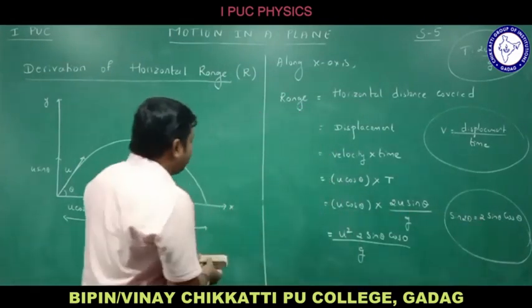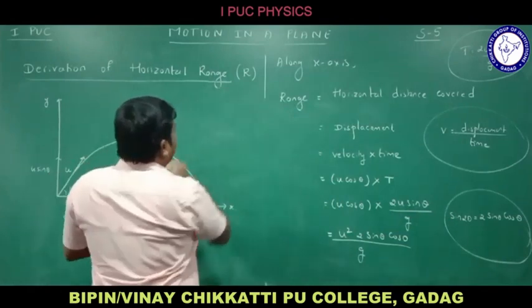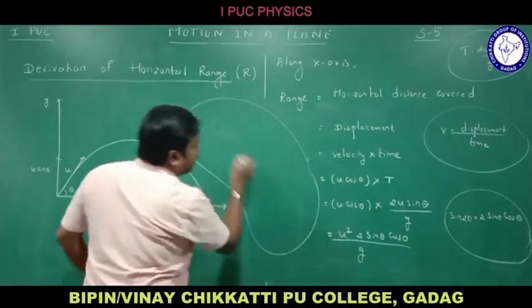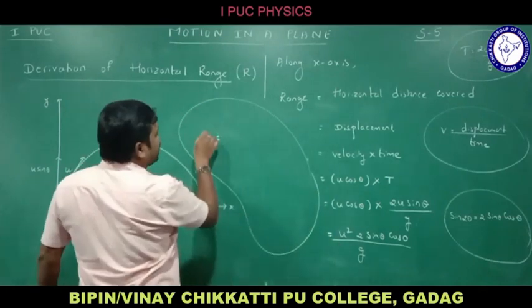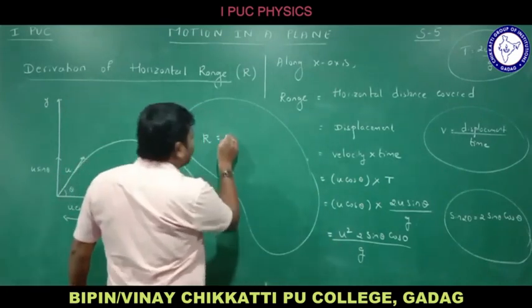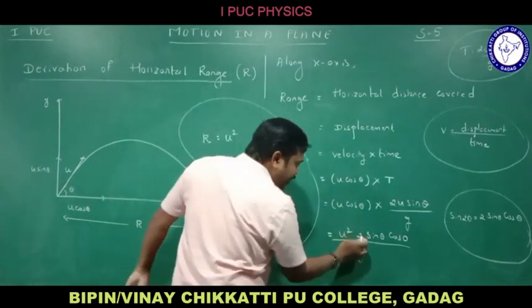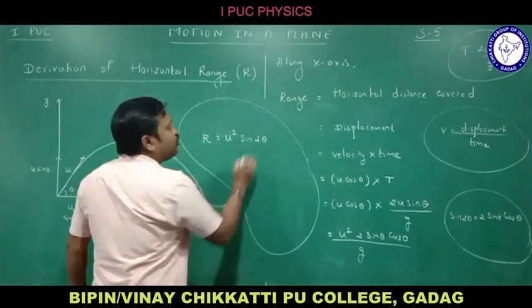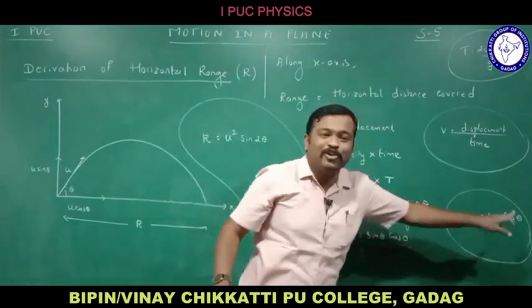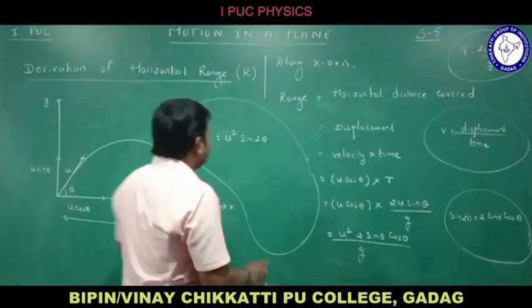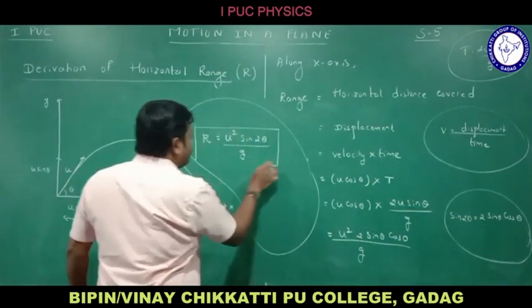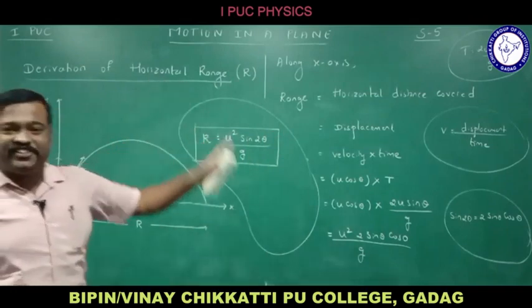Okay, what do I get here? The next step I will be writing here. Let me take now that is equal to range. Shall I take R equal to u square? Instead of writing 2 sin theta cos theta, I will be writing sin 2 theta. Do remember, sin 2 theta equals 2 sin theta cos theta, divided by g, and this is the expression for horizontal range.